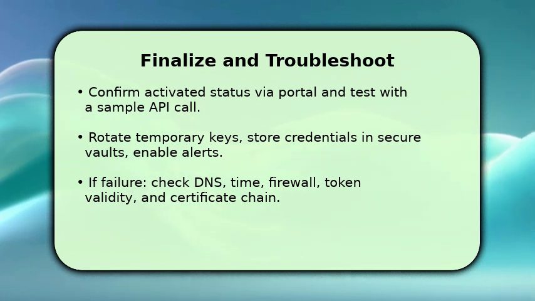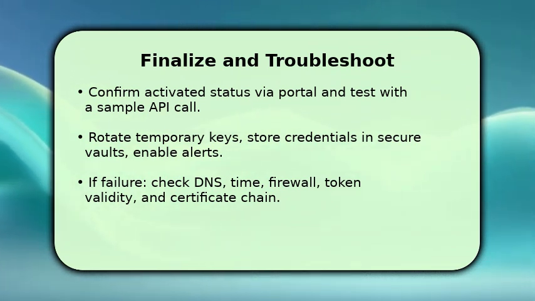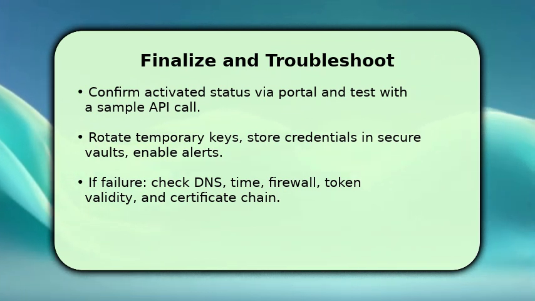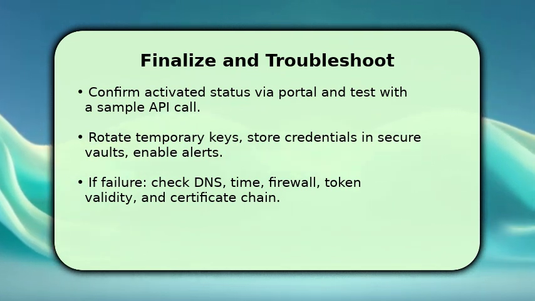Enable alerts for auth failures. If something goes wrong, start troubleshooting by checking DNS resolution, NTP time skew, firewall rules, token expiry, and the full certificate chain. Those are the usual culprits. If the issue persists, capture logs and retry the activation.